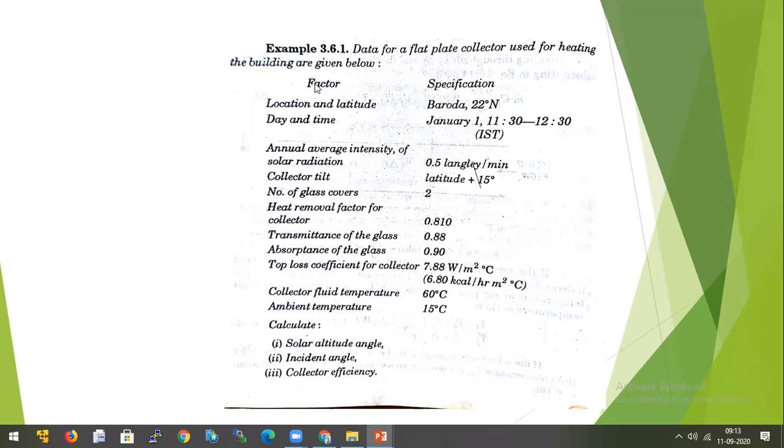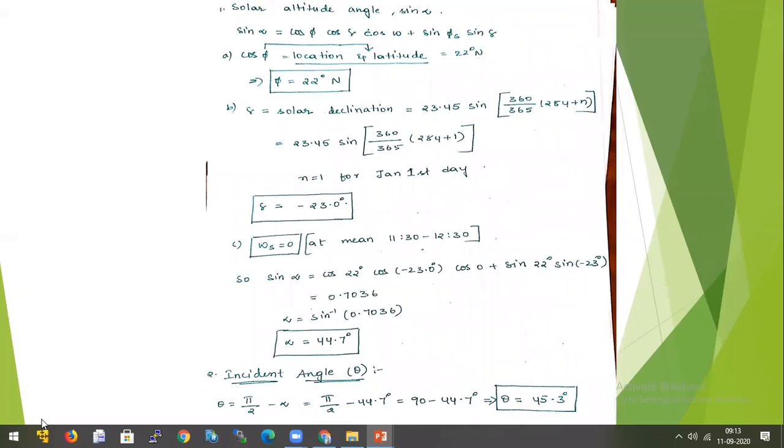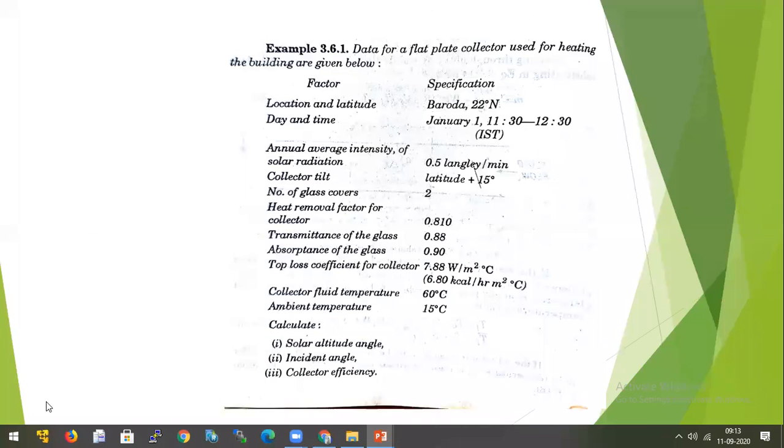First factor: these are the factors given on the left hand side, and specifications regarding the factors are given on the right side. So the first factor is location and latitude and daytime.